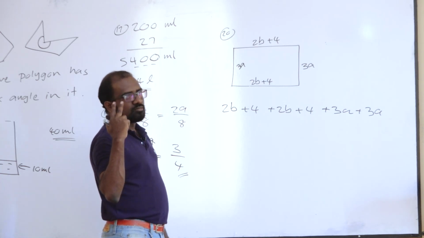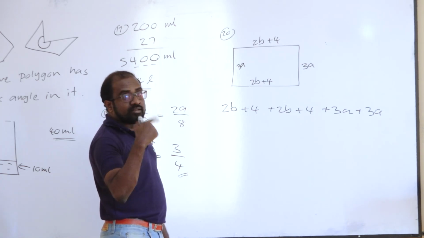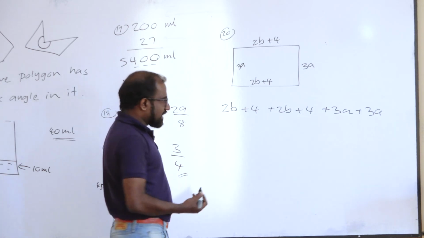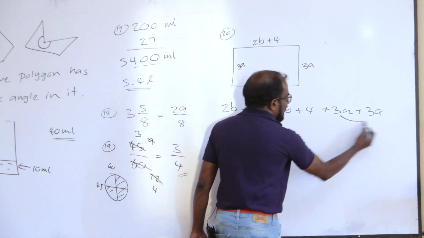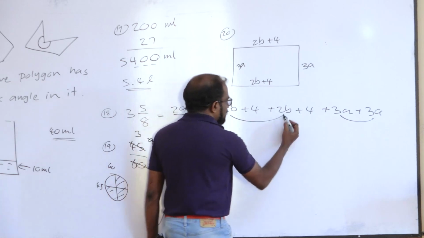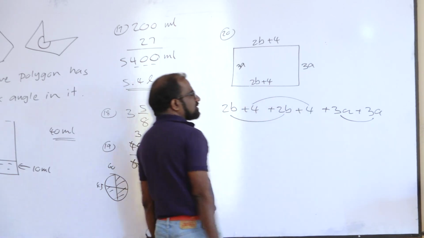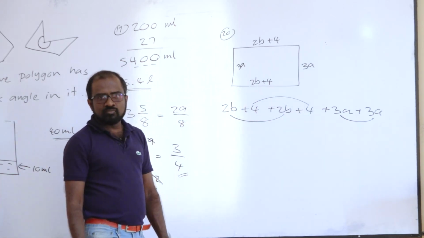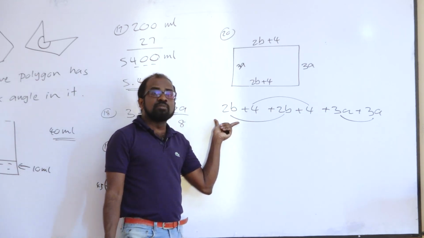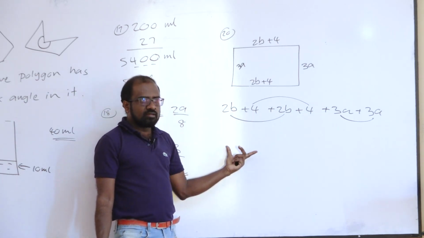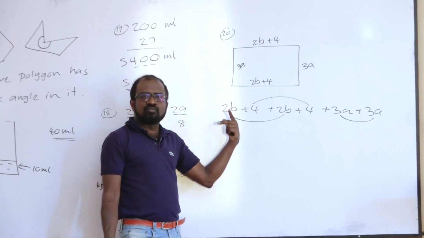Two rules. First one, like terms are simplified together. Only terms of the same kind simplify together: A with A, B with B, numbers with numbers. Okay, that is the first rule. Second rule, directed numbers: same sign, add; different signs, subtract, and the sign comes from the largest number.